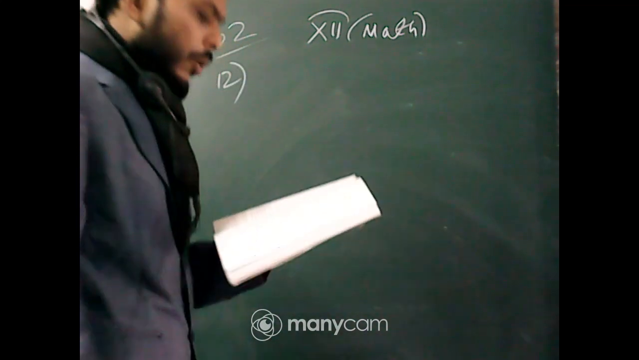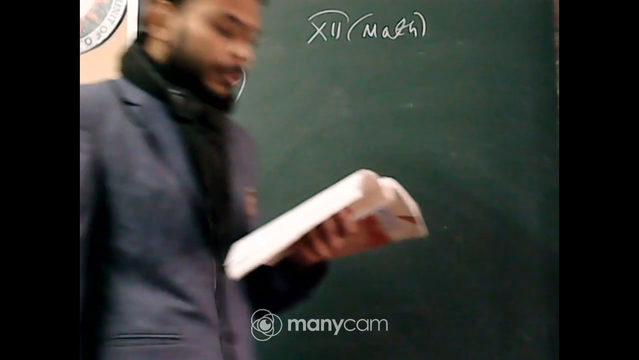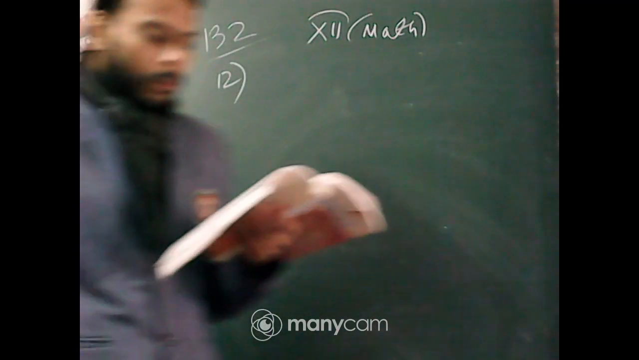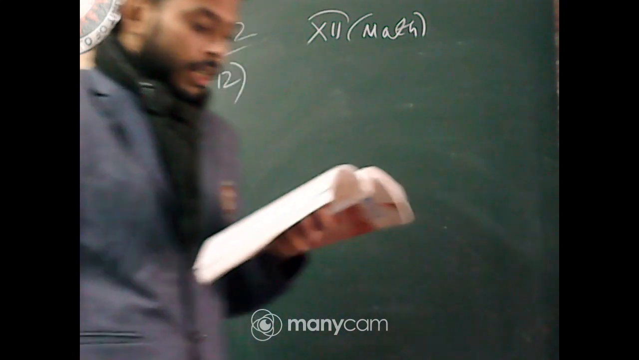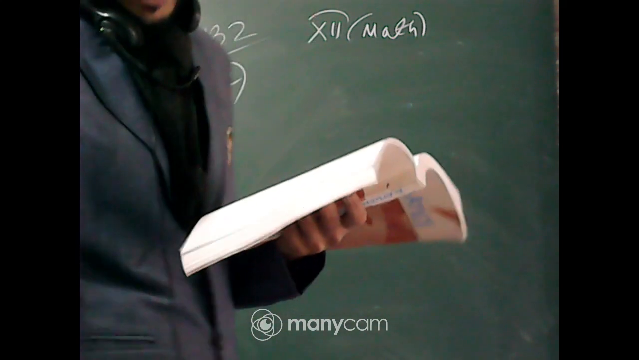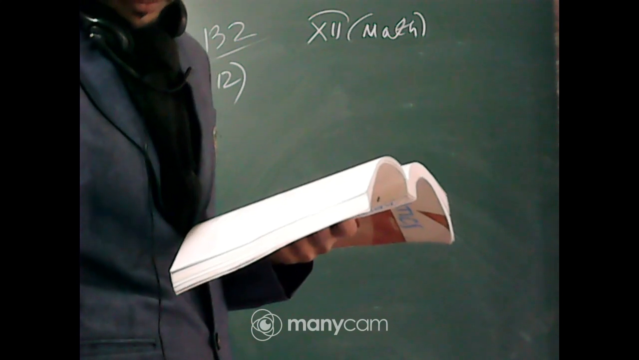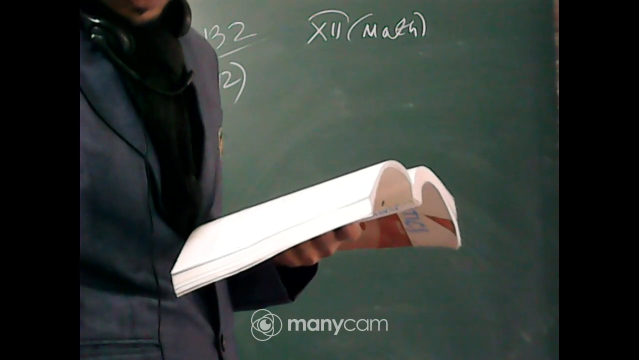A die is tossed thrice. Find the probability of getting an odd number at least once. Can you do it yourself?